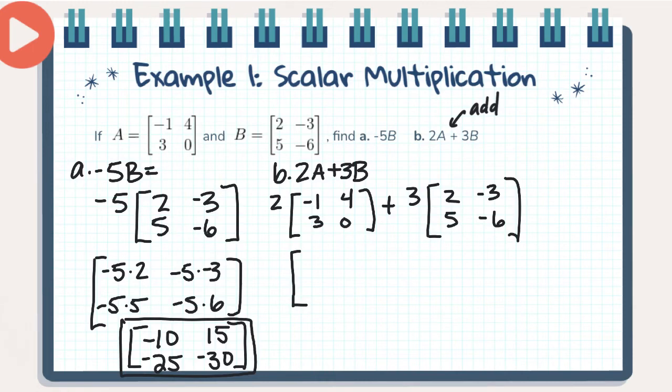2 times -1 is -2. 2 times 4 is 8. 2 times 3 is 6. And 2 times 0 is 0.